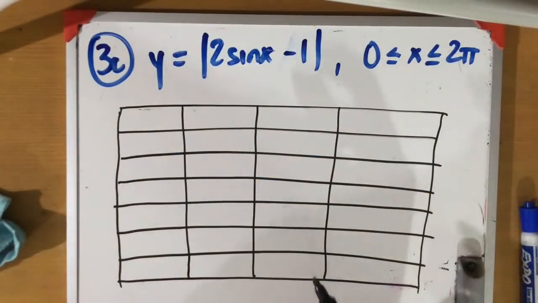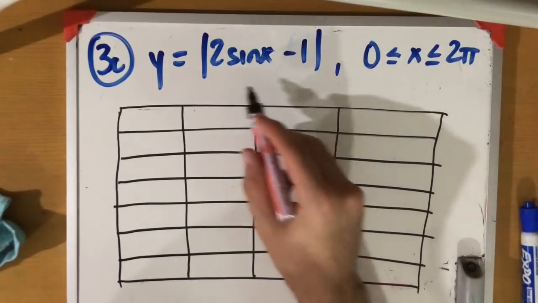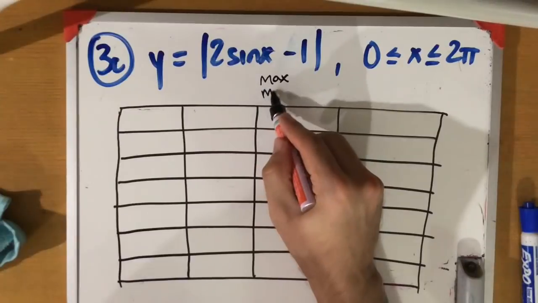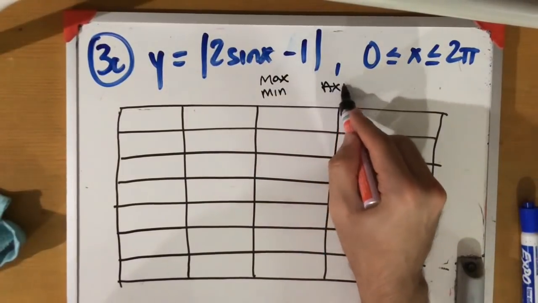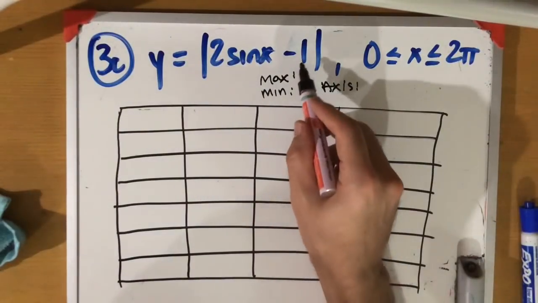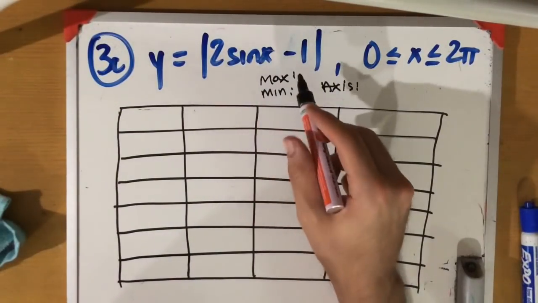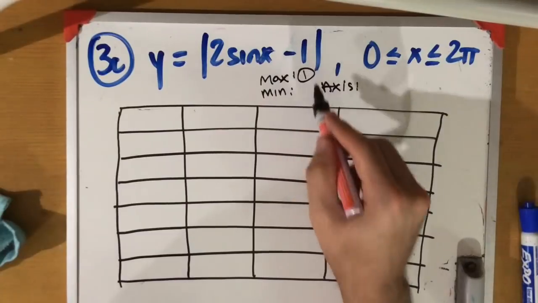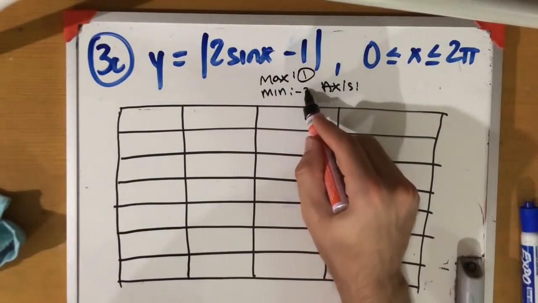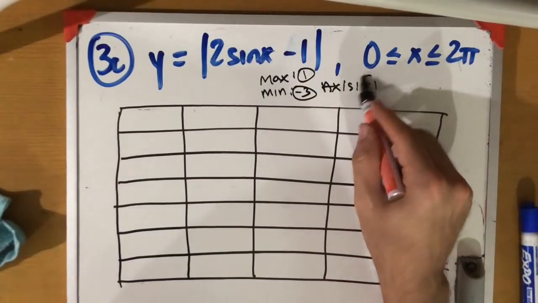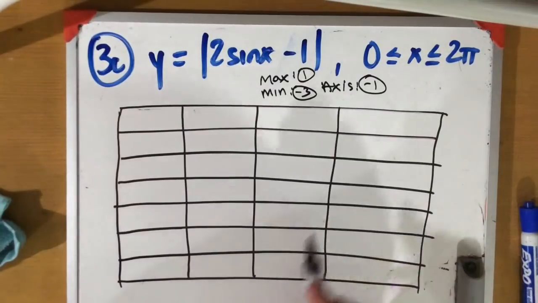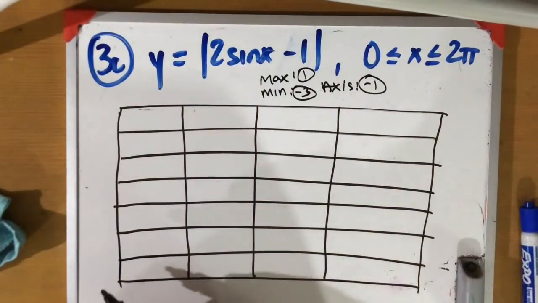All right, so 3C. Again, we have absolute value. Pretend it's not there. So max, min, and then axis. Again, pretending that the absolute value is not there. So max, -1 plus 2, that's +1. Minimum is -3. Axis is -1. Okay, so this is how those main points are going to look like. We're still going from 0 to 2 pi.